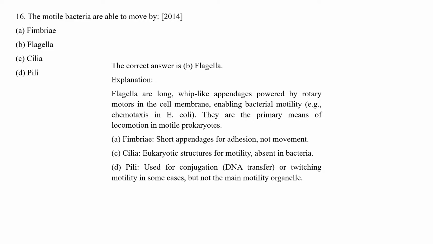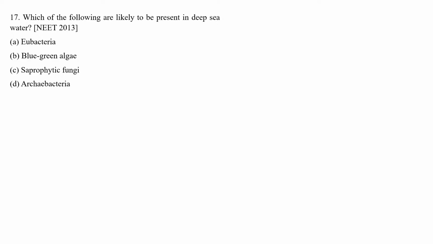As I already explained, fimbriae are short appendages for adhesion, not for movement. Cilia is a eukaryotic structure, not a prokaryotic structure, that's why it is absent in bacteria. Pili are used for conjugation or twitching, or sexual reproduction between prokaryotes; they are not used for motility. That's why the correct answer is flagella. The main locomotory organ in bacteria or prokaryotes is the flagella. Let's move to the next question.